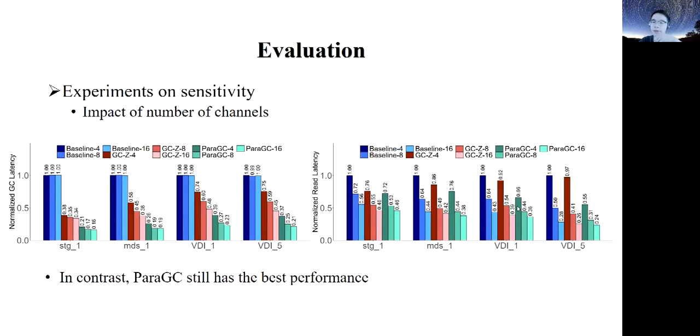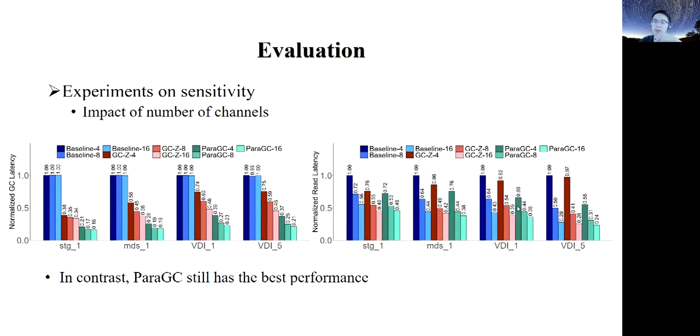We further assess the impact of the number of channels and vary it from 4 channels to 16 channels. And we adjust the number of chips in each channel to ensure that the SSD capacity remains unchanged. From this figure, we can conclude that parallelism still has the best performance even if the number of channels is changed. Based on this, we have some observations and analysis.